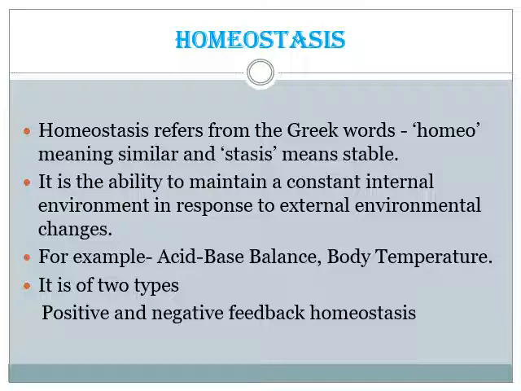Homeostasis. The word homeostasis comes from the Greek words homeo and stasis. Homeo means similar and stasis means stable. So it is a self-regulating process which has the ability to maintain a constant internal environment in response to external environmental changes. Control of body temperature, blood pressure, and acid-base balance are a few examples of homeostasis.